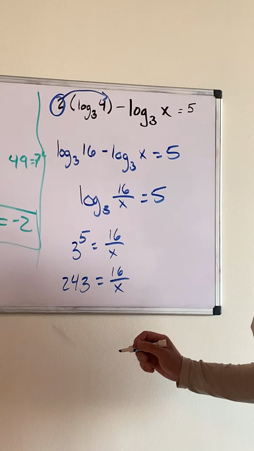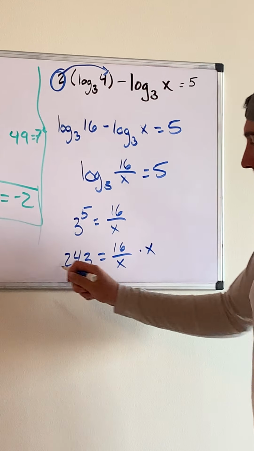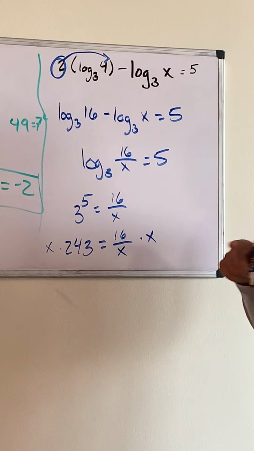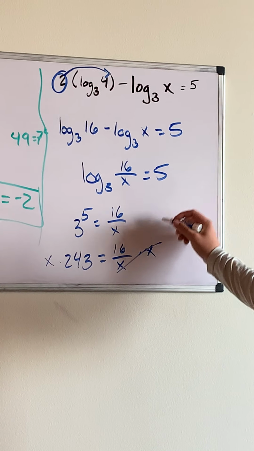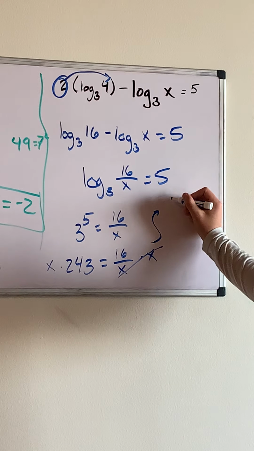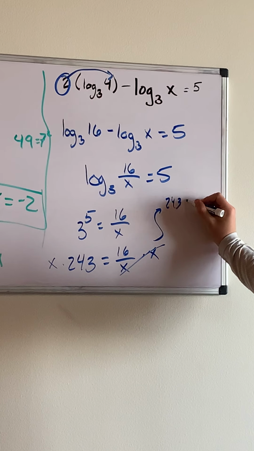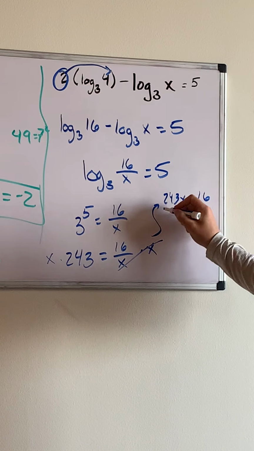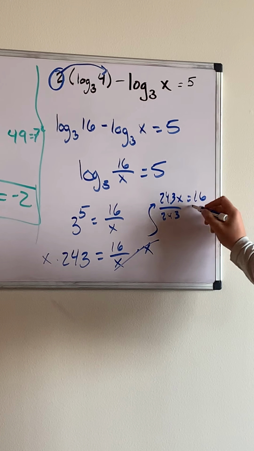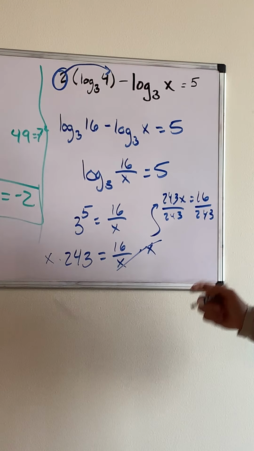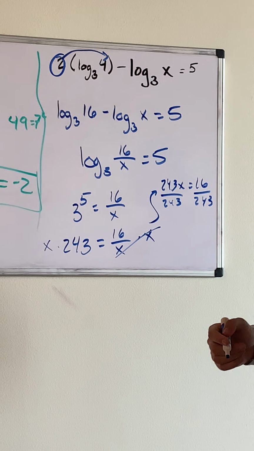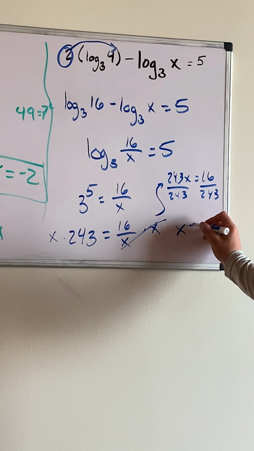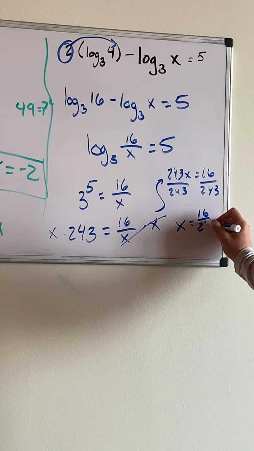243 equals 16 over x. Multiply by x on both sides. Can you still see all right? Yep. Multiply by x on both sides. Those cancel, and I'll move this up here, and I have 243x equals 16. Divide by 243. You can keep it as a fraction, you can go as a decimal, it's your prerogative on that. But x equals 16 over 243.